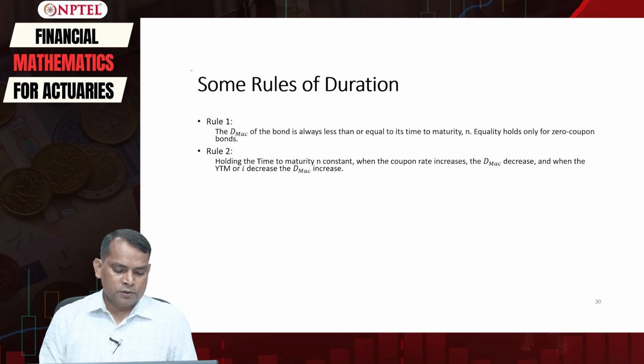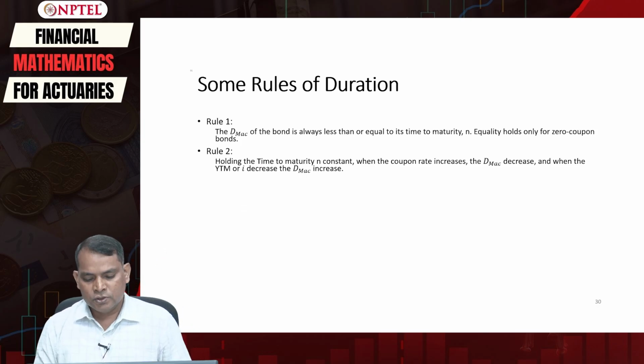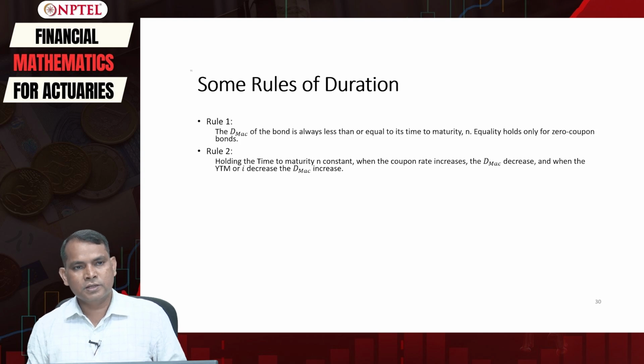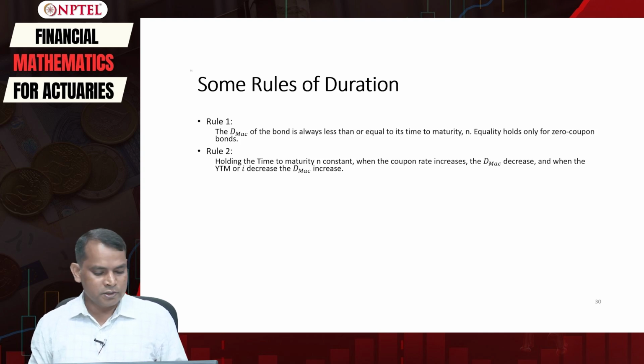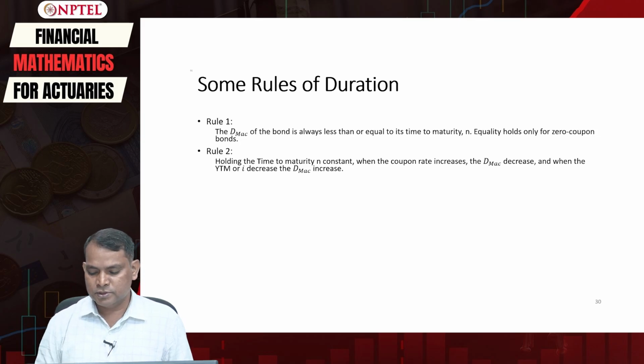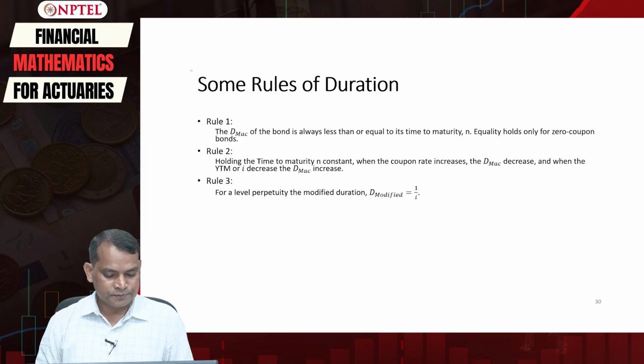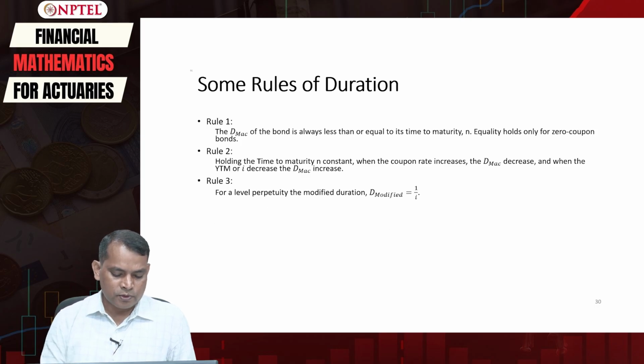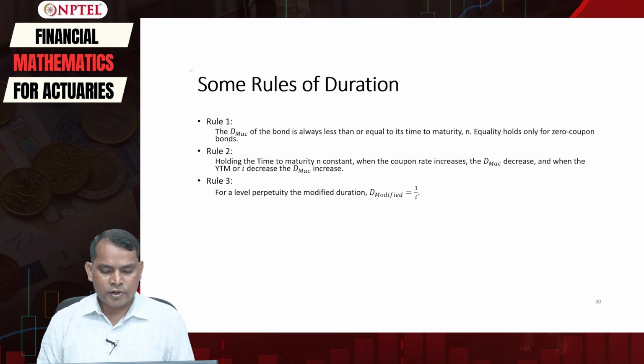Rule 2 says, holding the time to maturity n constant, when the coupon rate increases, the Macaulay duration decreases, and when the yield to maturity or the interest rate decreases, the Macaulay duration increases. So there is an inverse relationship between Dmac and i. Rule 3 says that for a level perpetuity, the modified duration can be computed as D modified equals 1 upon i, with i being the yield to maturity.